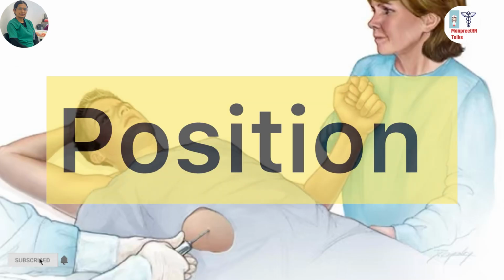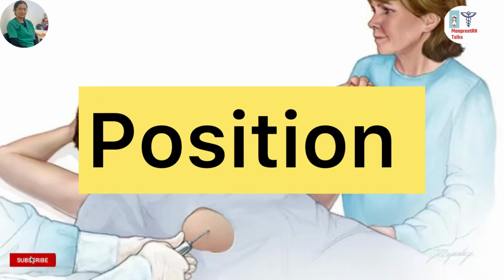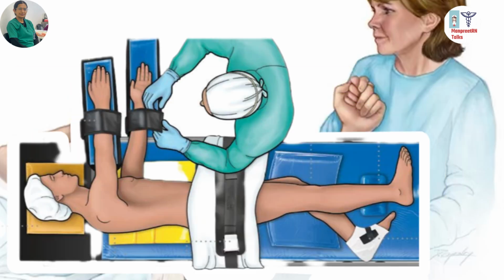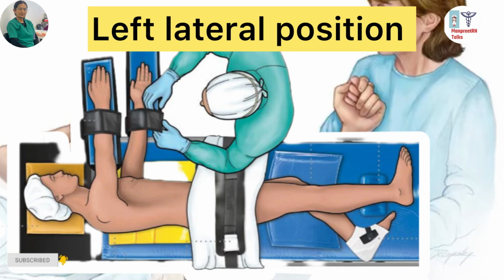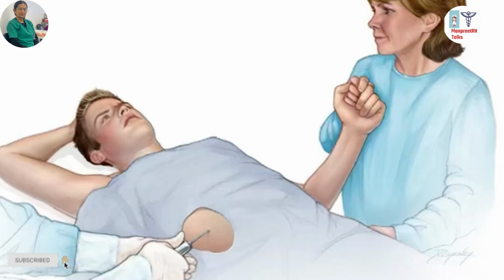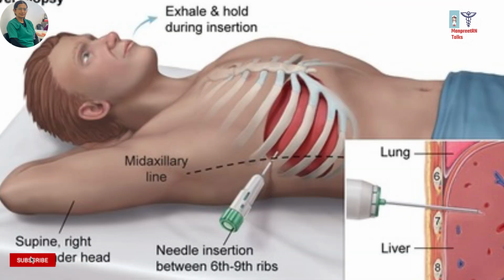And now the position, which is very important. During liver biopsy, the patient should be placed in the left lateral position or supine with the right arm above the head, because it exposes the right side of the upper abdomen. The liver is on the right side. So, to expose the right side of the upper abdomen, the patient should be placed in the left lateral position during the procedure.